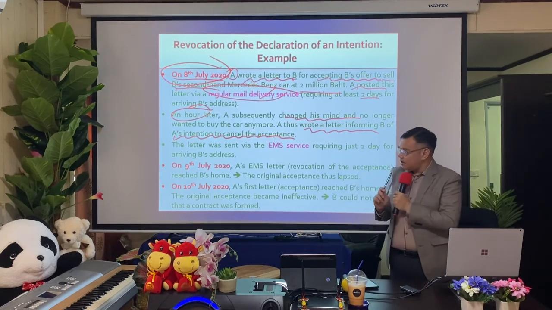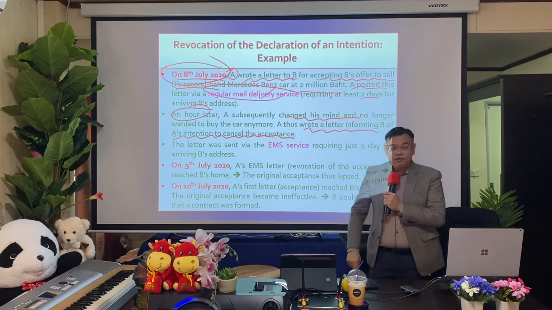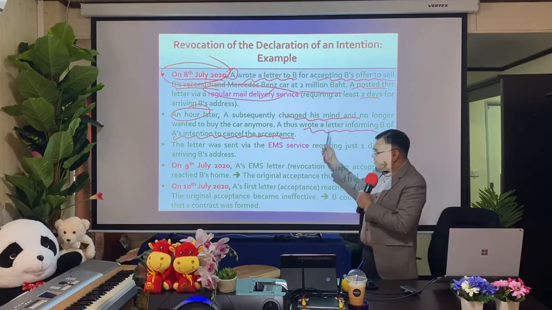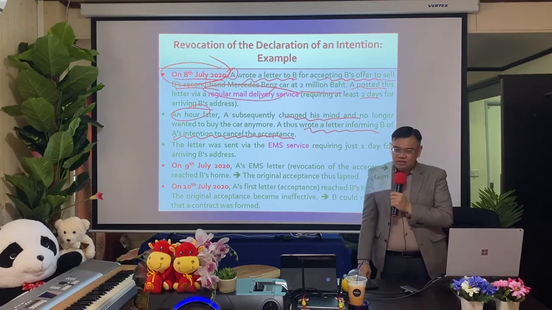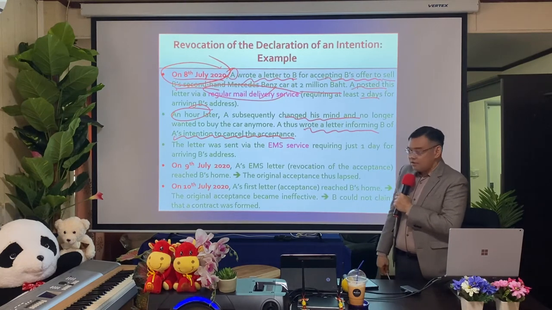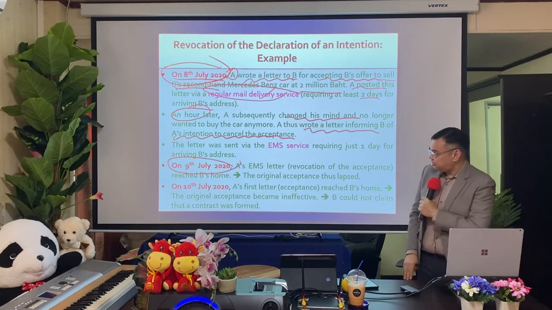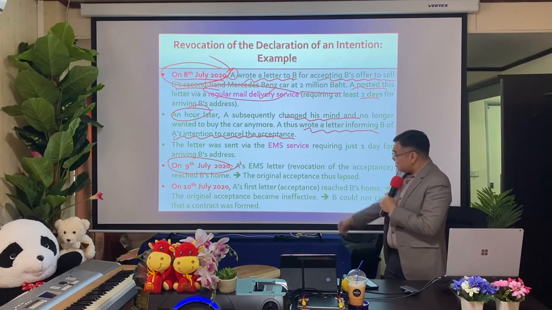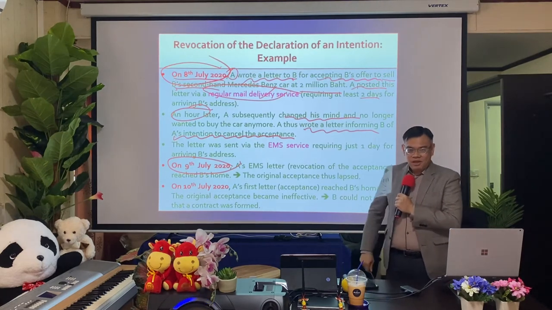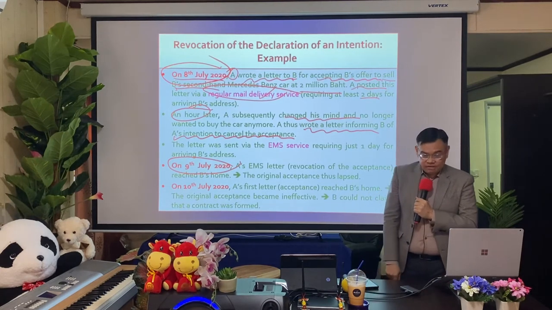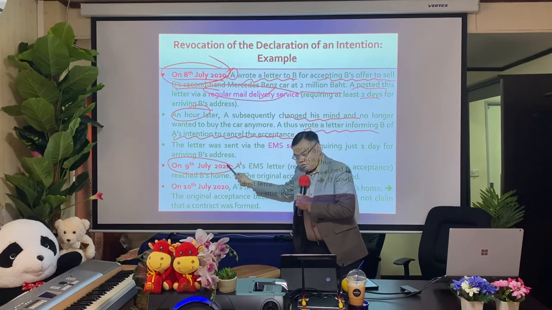Okay, so that's why in this case A would have to send this second letter by a faster service, okay? So in this case, A does send the second letter by EMS, which would reach the other party the next day, okay? So let's suppose that on the next day, on the 9th of July 2020, the EMS letter sent by A to B, which was intended to cancel the first letter, reached B on this day, the 9th of July 2020.